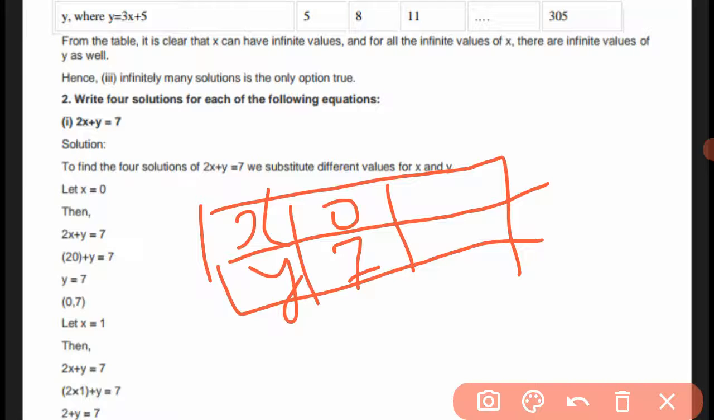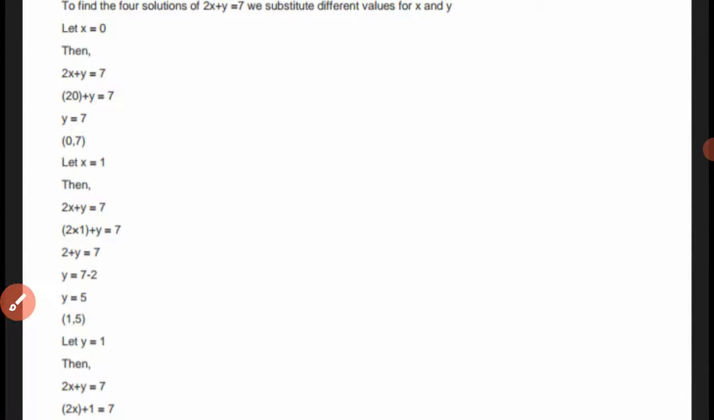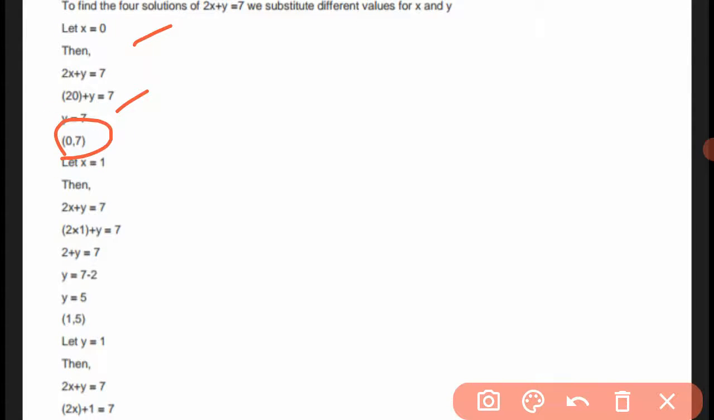Similarly when we put x equals 1, then putting it here, 2 into 1 plus y equals 7, so the value of y will be equal to 5. In the same way we can find the fourth solution. So solving here, when x equals 0, y equals 7, so one solution will be (0, 7). Similarly when x equals 1, then y equals 5, so one solution will be (1, 5).